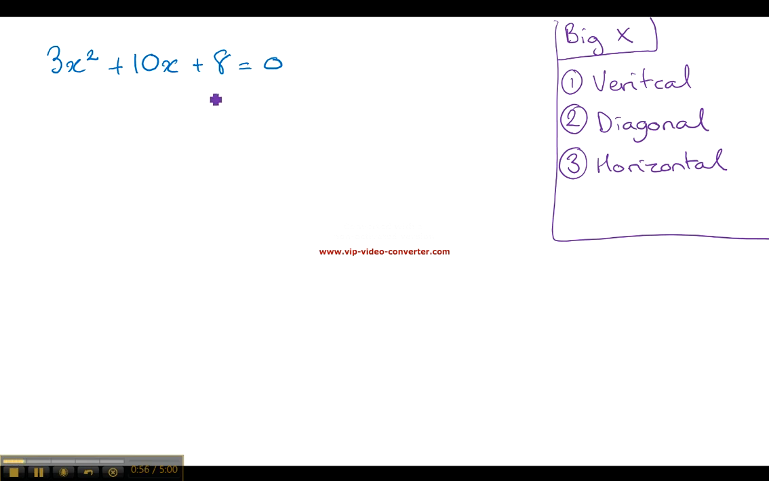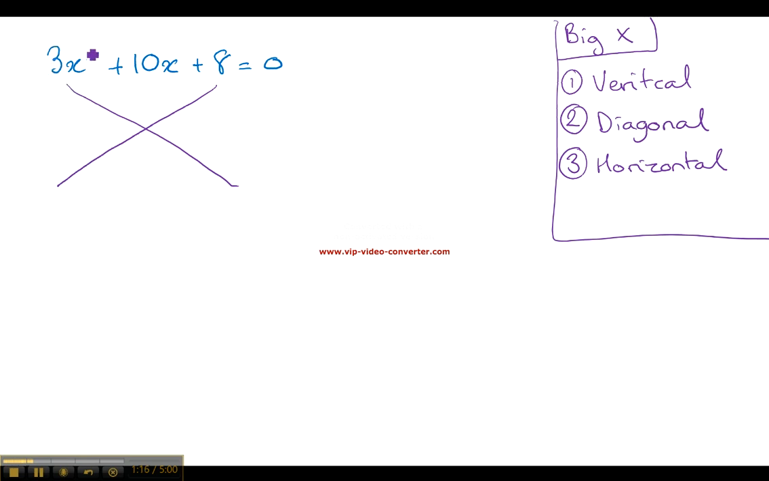To do this, we draw a big X like this, and then we follow these steps. Step 1, work vertically; step 2, diagonally; then step 3, horizontally. We're using the X to help us. So let's see what this means. Work vertically first. You start over here, with 3x squared, and you work vertically down.